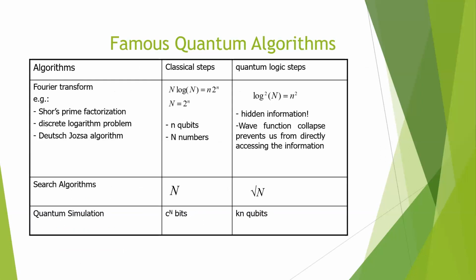These are the famous quantum algorithms: the Fourier transform, Shor's prime factorization and discrete logarithm problems, the Deutsch-Jozsa algorithm, search algorithms, and quantum simulation. For example, in Shor's factorization algorithm, if we factor in classical steps, the complexity is 2 raised to the power n, whereas using Shor's algorithm it is log n, which decreases the time by a large factor.